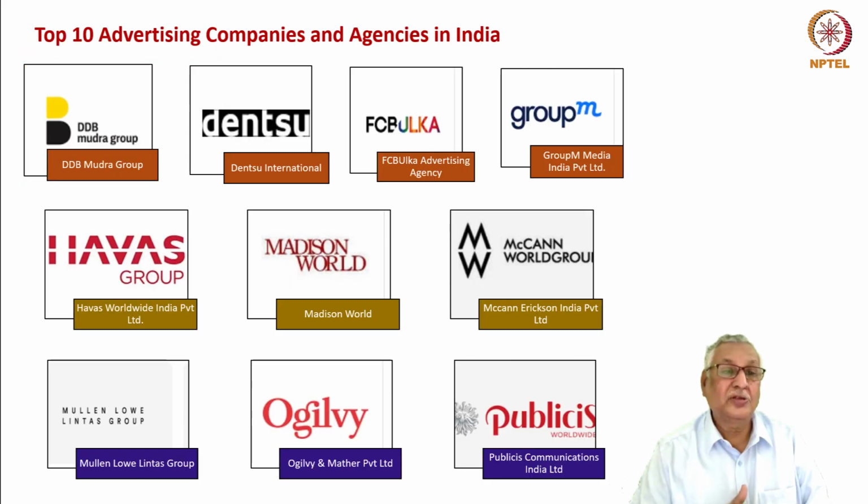I wish to give you a glimpse of the top 10 advertising companies and agencies in India. These are DDB Mudra Group, Dentsu International, FCB Ulka Advertising Agency, GroupM Media India Private Limited, Havas Worldwide India Private Limited, Madison World, McCann Erickson India Private Limited, Mullen Lowe Lintas Group, Ogilvy and Mather Private Limited, Publicis Communication India Limited. There has been global consolidation of advertising agencies and it has shown its impact in terms of the Indian advertising agencies with multinational connections.